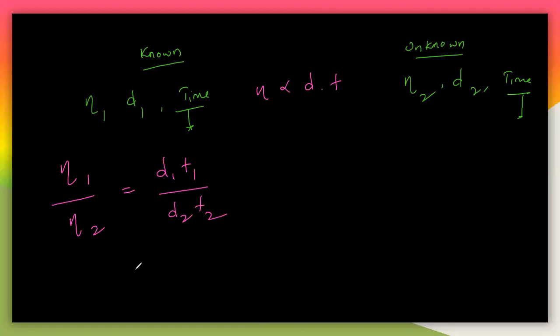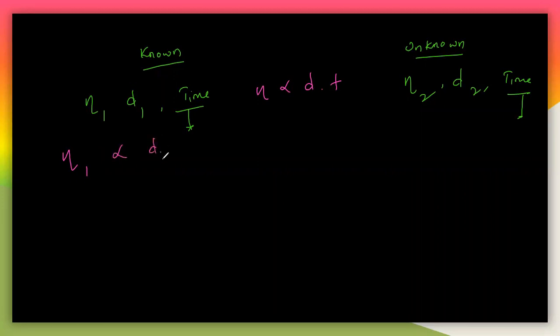So this eta 1 by eta 2, the ratio, we can write like this. Why did I write it like this, sir? Let us write in detail. So for eta 1, definitely it is directly related to d1 and t1. If you take eta 2, it is directly related to d2 and t2, that is the time taken.